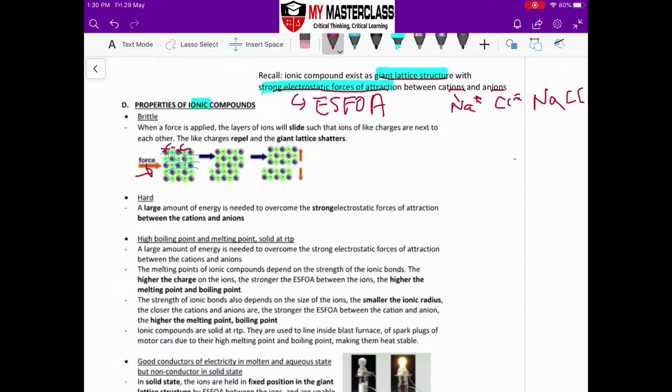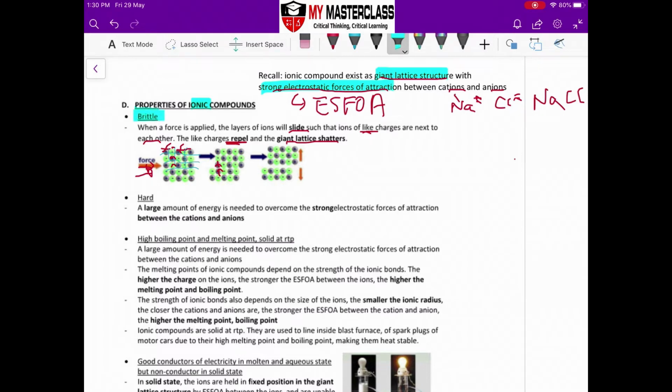With this structure, when I apply a force, the layers will slide such that the like charges are next to each other. When I apply a force this way, the layers slide. My plus, which was attracting the minus, is now repelling the plus. My minus is on top of the minus and there's a repulsion. The like charges will repel and the giant lattice structure will shatter. This explains why ionic compounds are brittle.